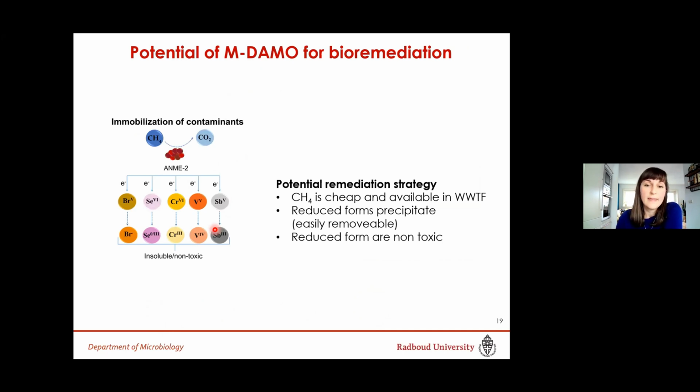If M-DAMO could indeed be achieved, and we could really show that this process is working, that could provide a very interesting potential bioremediation strategy. In this process, most of these elements, upon reduction, would precipitate and form nanoparticles, nanominerals that could be easily removed from the solution, from the wastewater for example, and therefore help in purification processes. Also, in the case of bromate, the reduced form is less toxic. The process of M-DAMO could also be quite attractive because methane as an electron donor would be much cheaper than the conventionally used electron donors in wastewater treatment, such as acetate or alcohols. Moreover, it could be produced in situ via anaerobic digestion. So there is quite a potential for this process in remediation strategies.